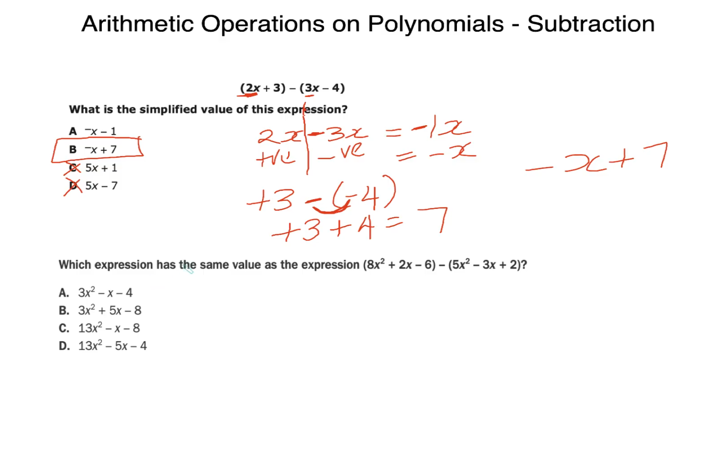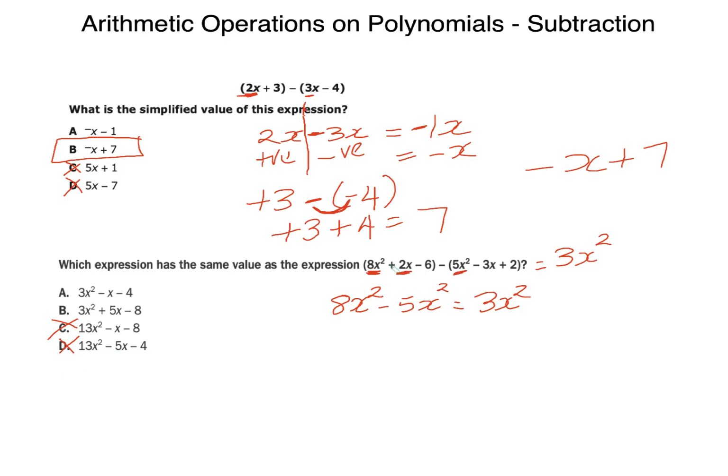Let's try it again. Which expression has the same value as the expression 8x squared plus 2x minus 6 subtract 5x squared minus 3x plus 2? So we're going to look for our like terms. The 8x squared and the 5x squared, we're going to subtract those. 8x squared minus 5x squared. Now this looks like a normal subtraction, so my answer would be 3x squared. So my first term is 3x squared. I can eliminate C and I can eliminate D.